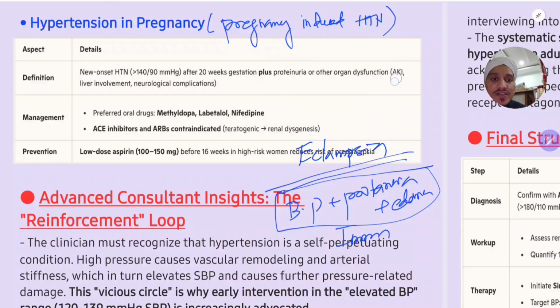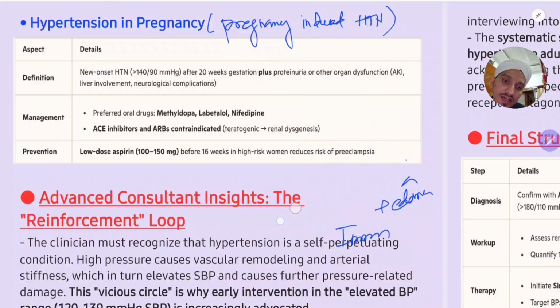What is pre-eclampsia, imminent eclampsia, and eclampsia? Pre-eclampsia is just raised BP. Imminent eclampsia is when you are getting protein. Eclampsia is when there is target organ damage. That's the thing. Okay.